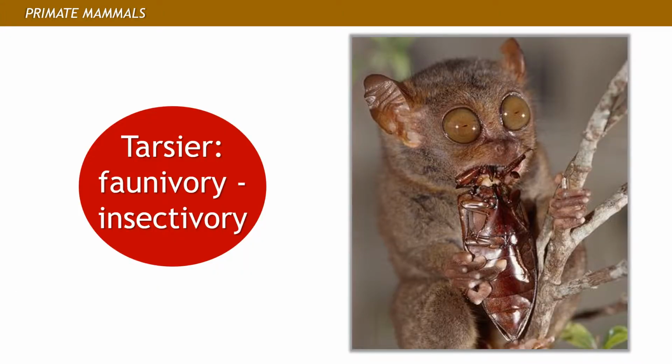So what do they eat? Well, tarsiers engage in faunivory, insectivory. This means that they consume animal matter. And I use faunivory because they're not picky. They don't care if it's a vertebrate or an invertebrate. If they can catch it, they will chew it. Tarsiers are only about 8 inches tall, and the size of their prey does not matter.